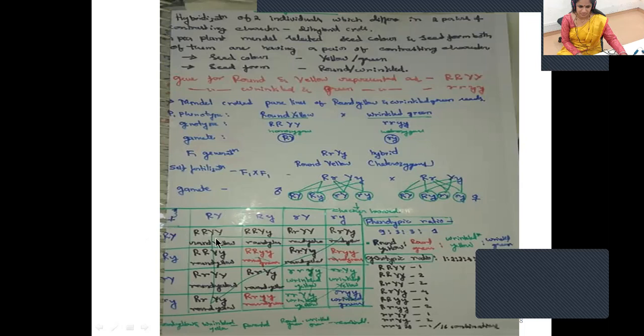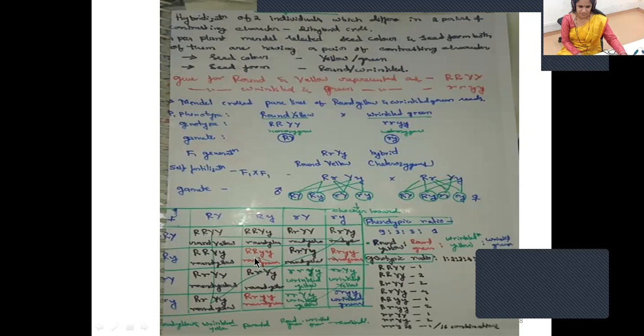Now we'll cross here. This R and this R, Y, Y, R, R, Y, Y. This R, capital Y and small y, R, R, Y, Y. Like this you'll cross and ultimately you'll be able to get all of this. Color the first box, this is round yellow. Okay, this is round yellow.